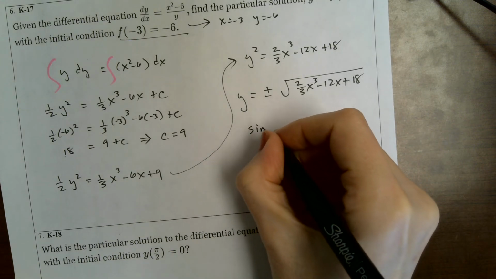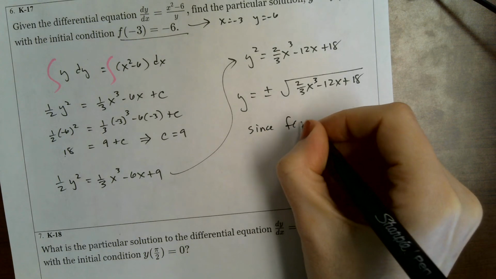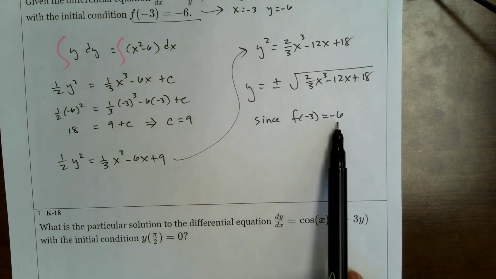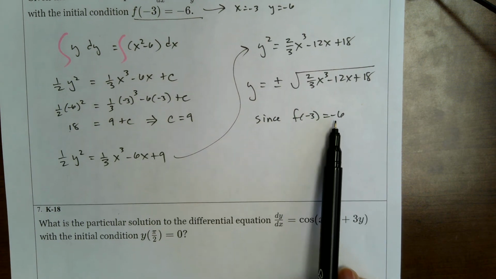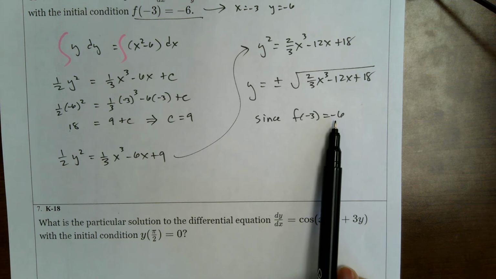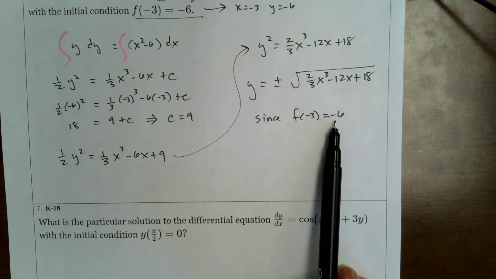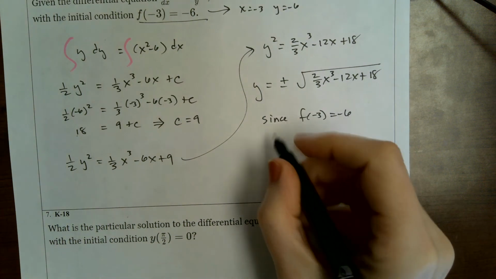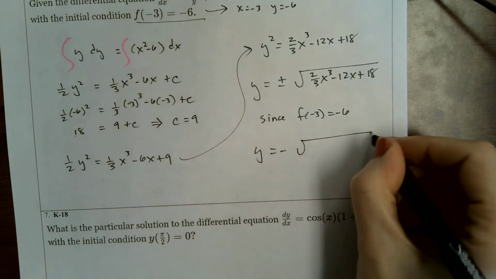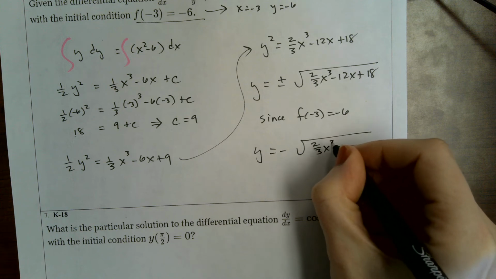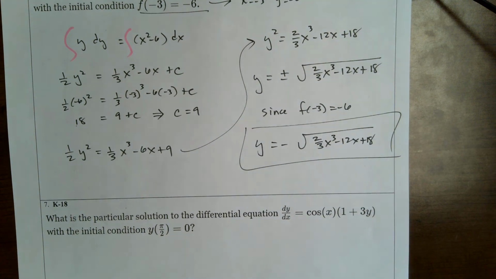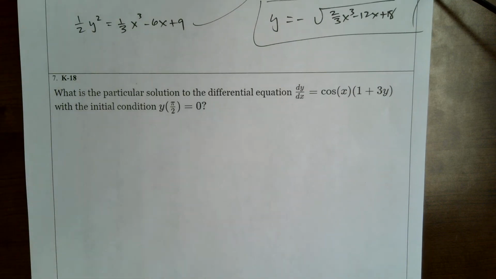Okay, now the plus or minus. You look back at the initial condition. So since f of -3 equals -6, guys, if our outputs need to be negative, that means it's going to be the negative choice. So y is equal to negative all of that.